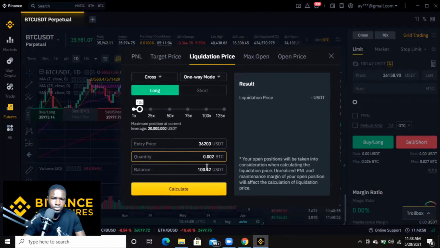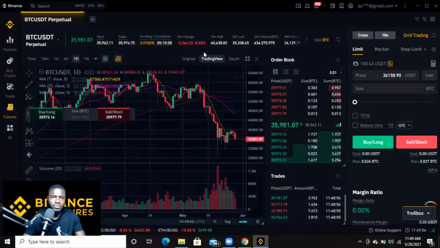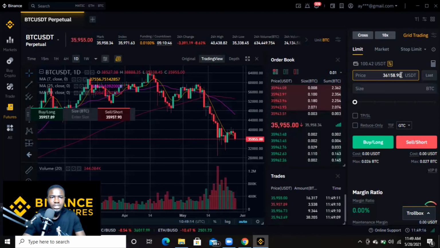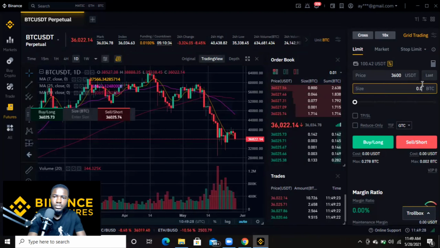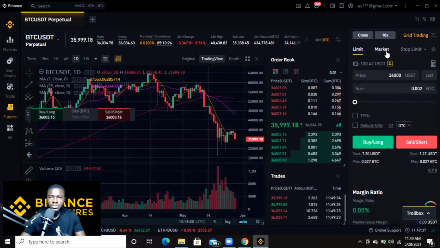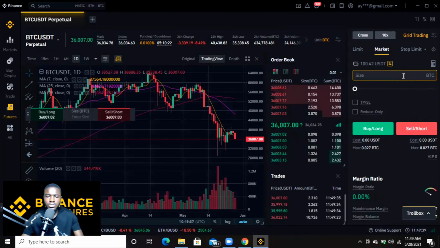36,200 using 0.002 BTC and $100 balance, right? But as you can see, the crypto market is very volatile. Just right now, BTC is down to 35,000, basically almost 36,000. So I'm going to be entering this trade not at 36,200 in this case. I'm going to be using exactly 36,000, and my size is going to be 0.002 BTC, right? So we calculated that to not have any liquidation price, or let me just use a market price because I don't want to waste you guys' time.